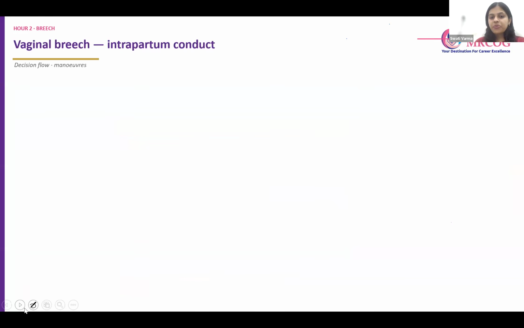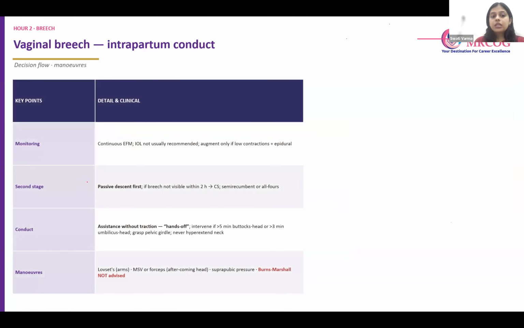Now, intrapartum conduct. Wherever you are conducting planned vaginal breech birth, prefer continuous electronic fetal monitoring. Induction as such is not recommended. You can augment only if contractions are low, and prefer to give epidural in such cases. But don't usually induce. In the second stage, allow for passive descent first without handling much. If breech is not visible within 2 hours of full dilatation, recommend cesarean section, okay?